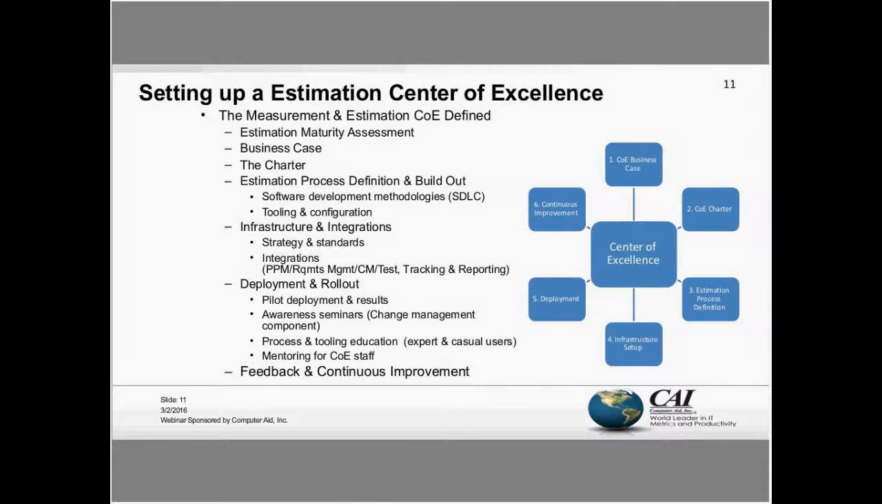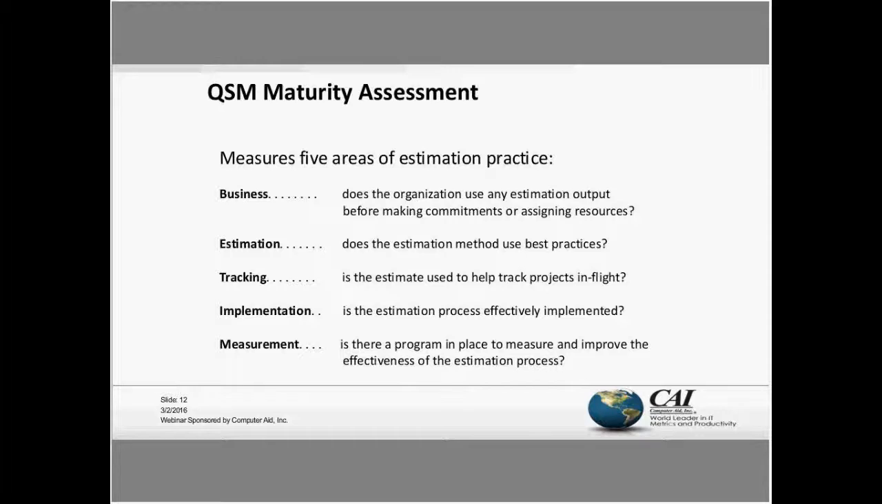So the first place that we generally start when we're embarking on this journey is we'll do a maturity assessment with our client organization. And there's really five areas of estimation practice that we're looking at. We're looking at the business area, and that's basically all about, does the organization use the output of our estimation processes to support making commitments and business decisions?